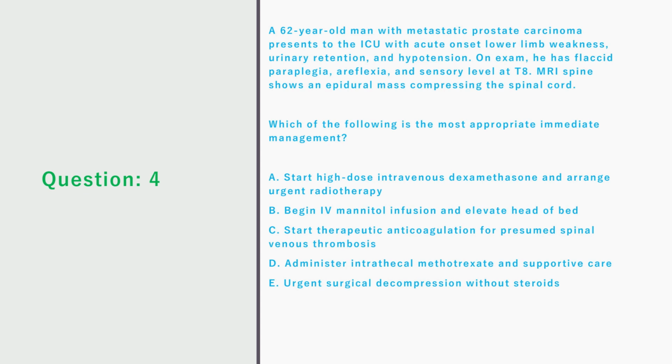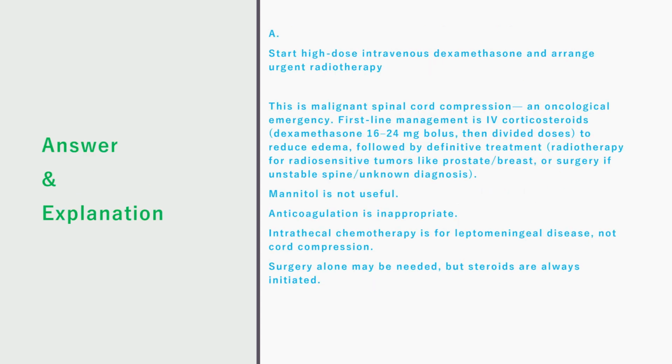A. Start high-dose intravenous dexamethasone and arrange urgent radiotherapy. B. Begin intravenous mannitol infusion and elevate head of bed. C. Start therapeutic anticoagulation for presumed spinal venous thrombosis. D. Administer intrathecal methotrexate and supportive care. E. Urgent surgical decompression without steroids. Correct answer is A. Start high-dose intravenous dexamethasone and arrange urgent radiotherapy.